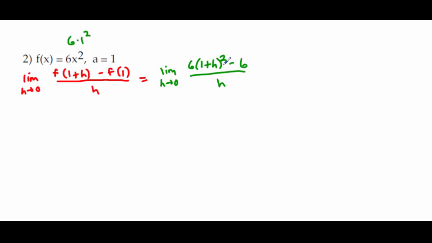That's all over h. Now to work this next part out, we need to FOIL 1 plus h times 1 plus h. We also will have to distribute the 6. So if I just start off FOILing, that's 1 plus 2h plus h squared. Then I distribute the 6. And you need to do it in that order.